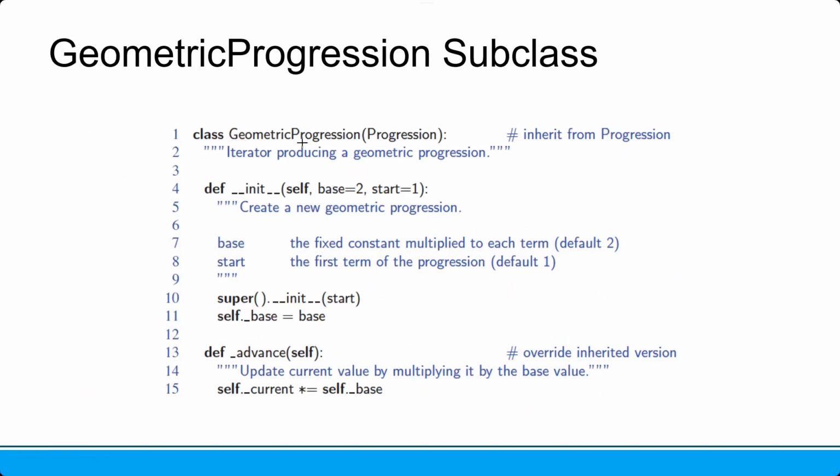Geometric progression. Again, this refers to the superclass, or we say it inherits from Progression. Now we have base equals 2 and start equals 1. We know that for multiplication, if any value is multiplied by 0, then the result is 0. So we need to start from 1, and every number multiplied by 1 stays the same. In order to avoid this, let's make the base equal to 2.